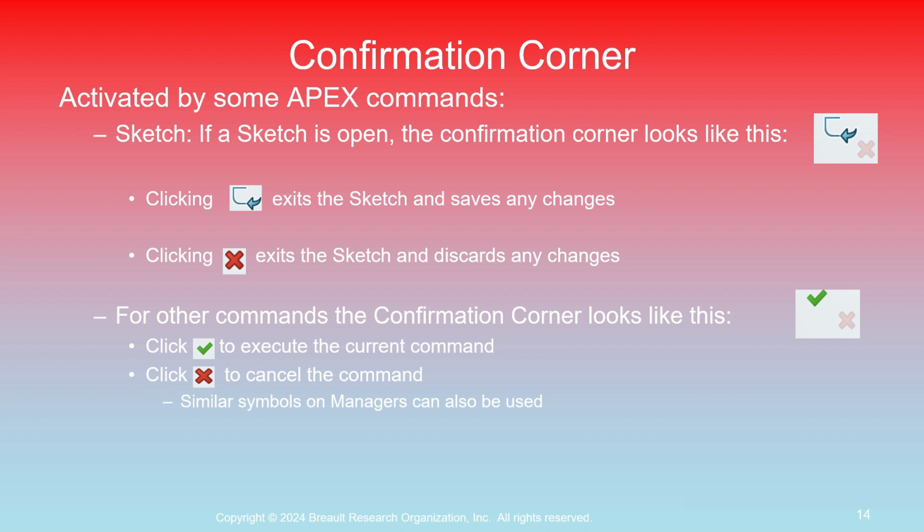The confirmation corner is where you can commit or cancel changes made. Depending on whether you are editing a sketch or using some other command, the corner will look different, but still essentially operates the same. Click Yes to save it, click No to stop any changes from being made.